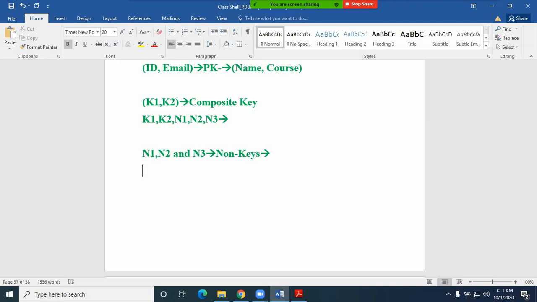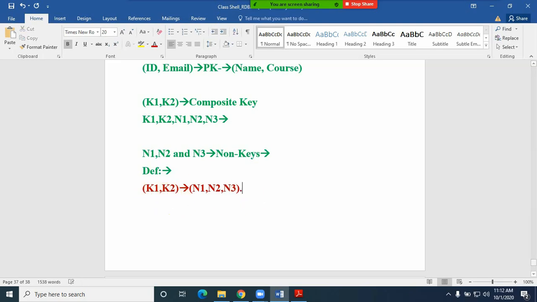Now as per the definition of this second normal form, if I am considering together K1, K2, the requirement is all the non-keys should completely depend on the K1 and K2. Then only I can say the table is in the second normal form. Observe here. K1, K2 is a composite key. If you consider N1, it should completely depend on the K1, K2. N2 also completely depends on K1, K2, and N3 should be dependent on the K1, K2.